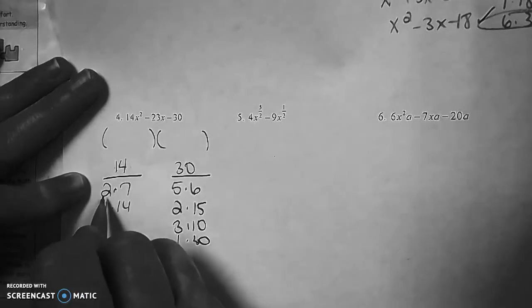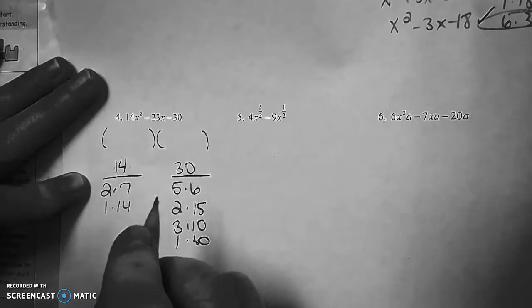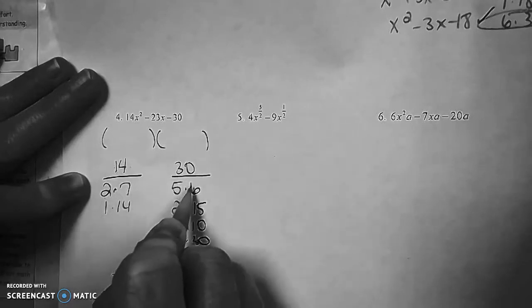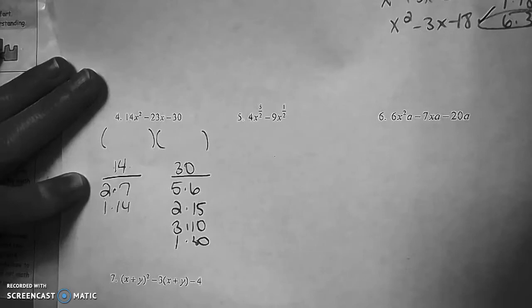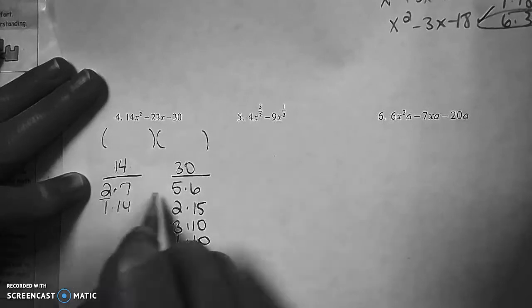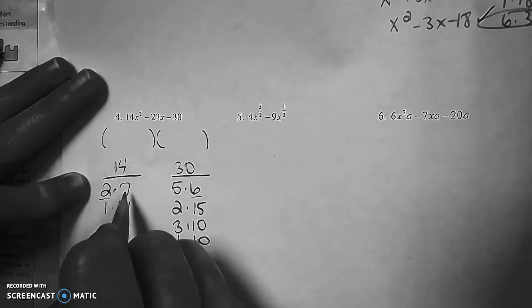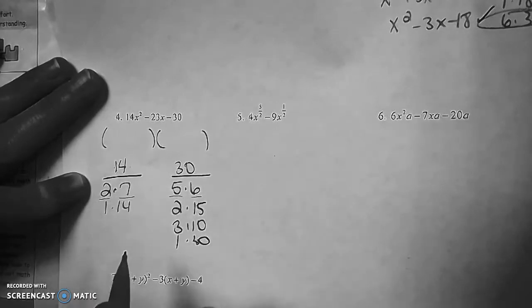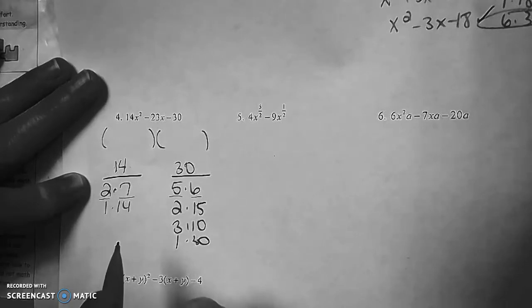So let's try 2 times 5, that's 10. 7 times 6 is 42. Can I get a negative 23 out of 10 and 42? Nope. Same numbers, different combination. 2 times 6 is 12. 7 times 5 is 35. Can I get a 23 out of 12 and 35?